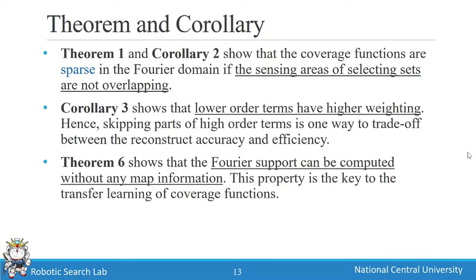To conclude the theorem and the corollary, theorem 1 and corollary 2 show that a coverage function will be sparse when there is no sensing overlapping between sets. Corollary 3 shows that the lower order terms have a higher weighting. For example, if we try to drop some coefficients, we should consider dropping the high frequency, higher order terms first. Theorem 6 shows that the Fourier support can be computed without any map information. This property can be used for transfer learning because we can use an empty map without any map information. Then we can construct the Fourier spectrum.